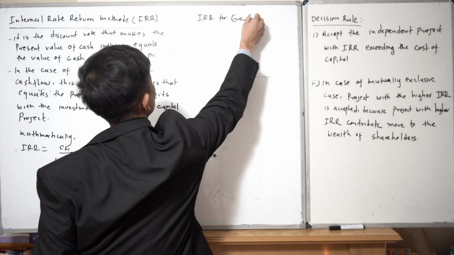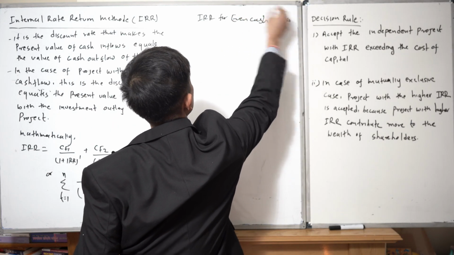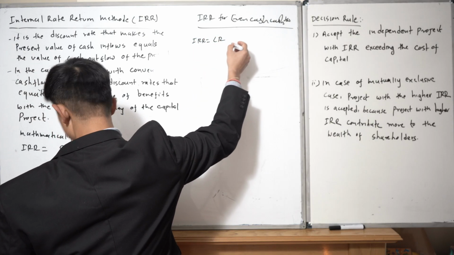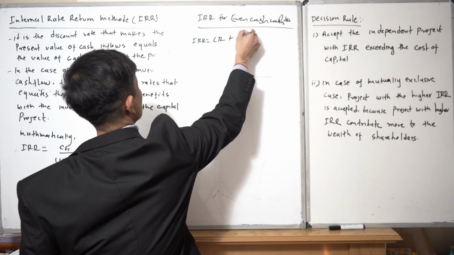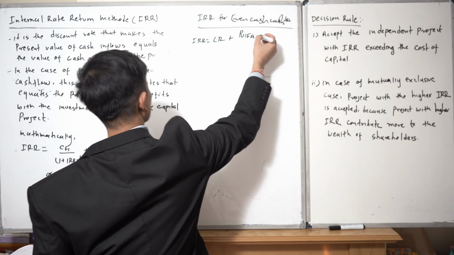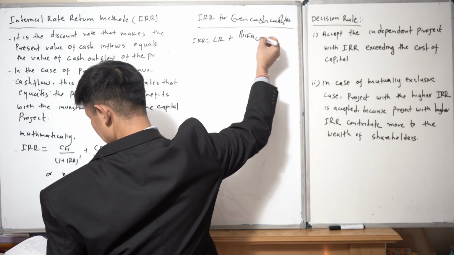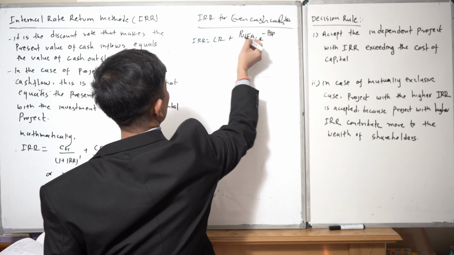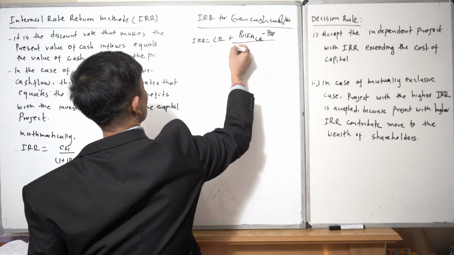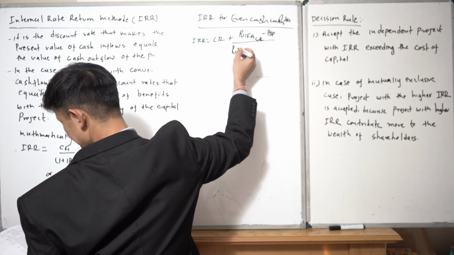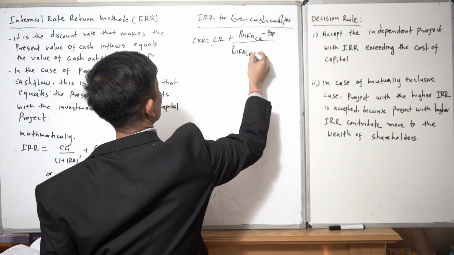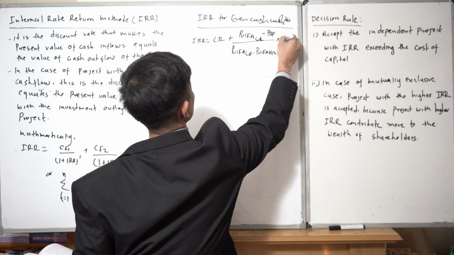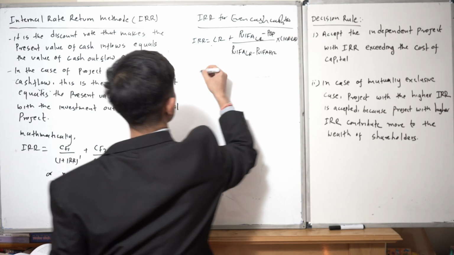For even cash flow, we calculate IRR as equal to the lower rate plus the present value interest factor annuity at the lower rate minus the payback period, divided by the present value interest factor annuity at the lower rate minus the present value interest factor annuity at the higher rate, multiplied by the higher rate minus the lower rate.